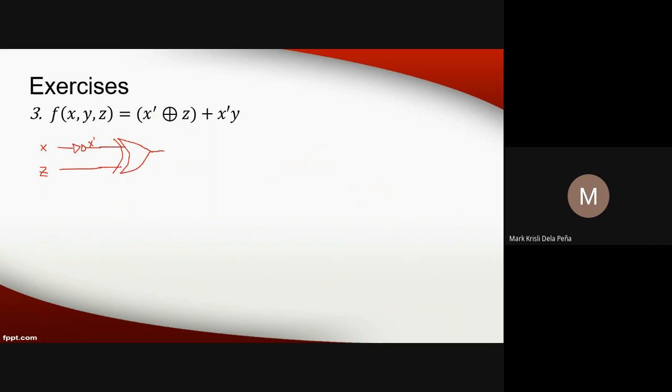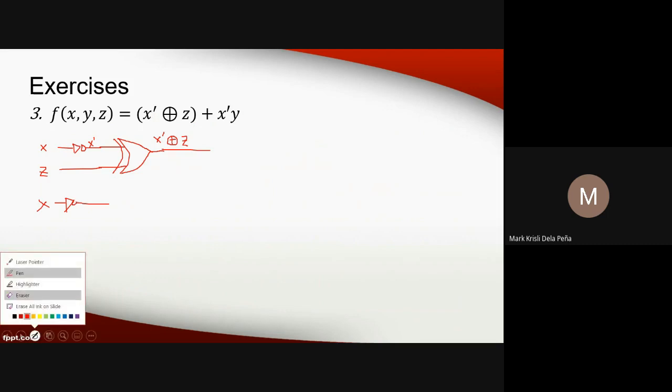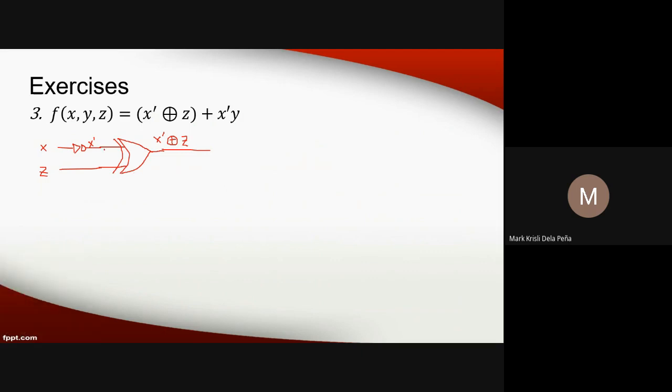We'll have to put it here. So this is now our X bar XOR Z. Then we have X bar and Y. If you check your diagram, you already have an X bar, so you don't need to make an X here and negate it again. You can just tap from that X bar. So how to tap?